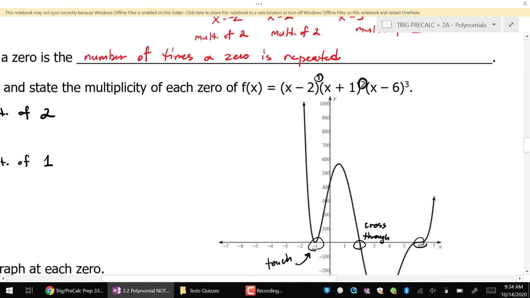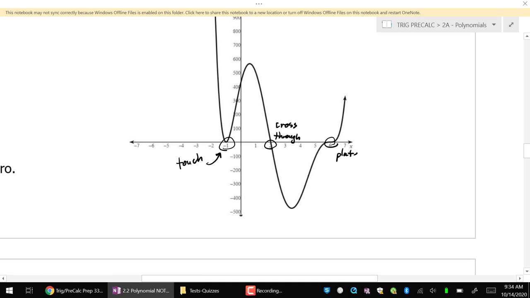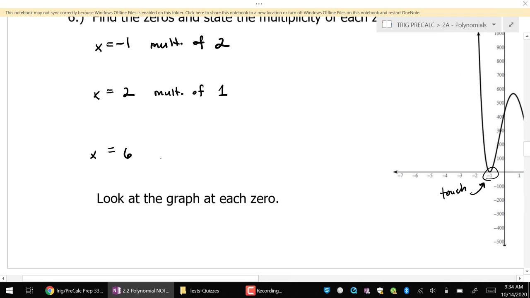And look at this last one here, x minus 6 to the power of 3. So when we have this sort of plateau feature, where it kind of flattens out on the x-axis, but it still goes through. It's not a clean cut or a clean slice like it is back here at x equals 2. At x equals 6, we have this leveling off, this plateau feature, but it still is going through the x-axis. That'll be an odd multiplicity of 3. So x equals 6 has a repeated 0 of itself 3 times.